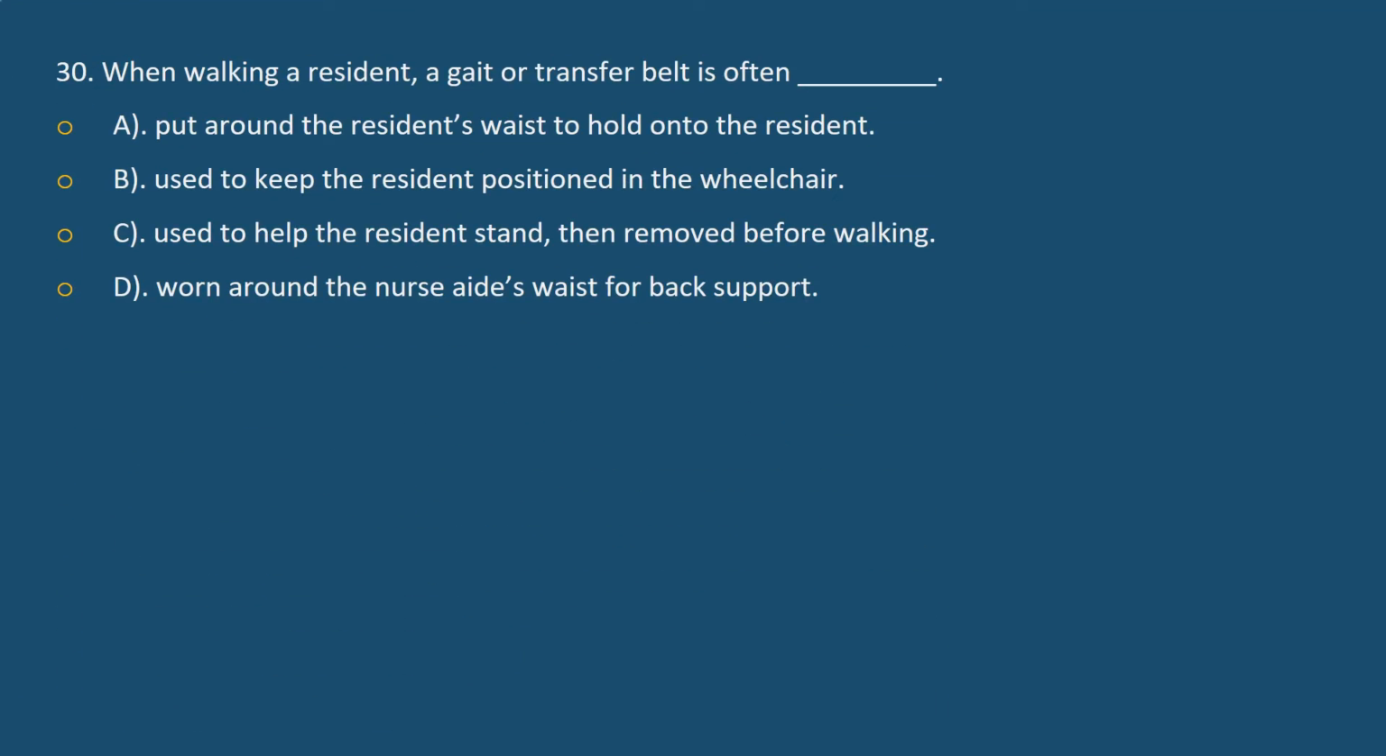Question 30. When walking a resident, a gait or transfer belt is often: A. Put around the resident's waist to hold onto the resident. B. Used to keep the resident positioned in the wheelchair. C. Used to help the resident stand, then removed before walking. D. Worn around the nurse aide's waist for back support.